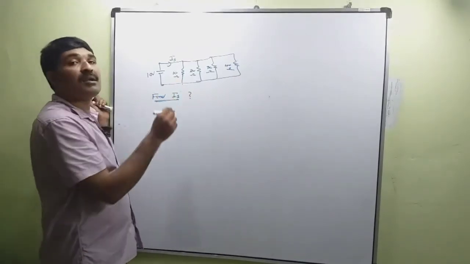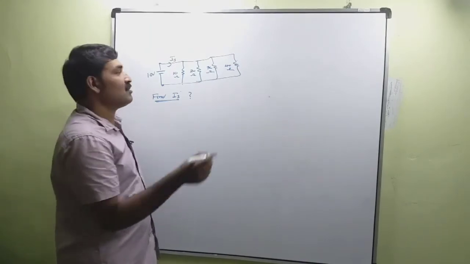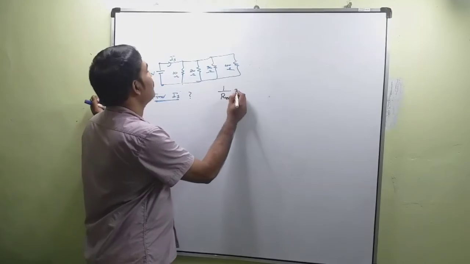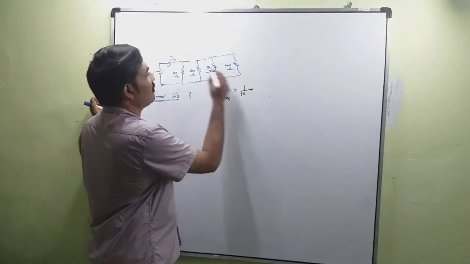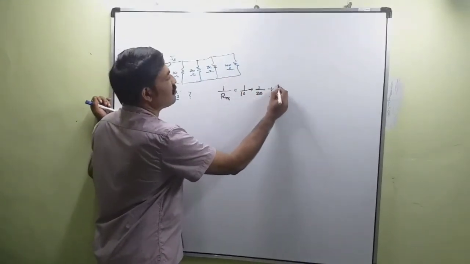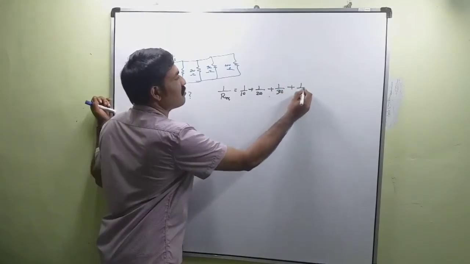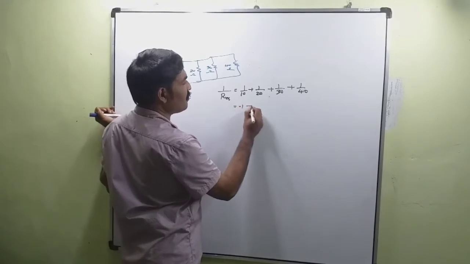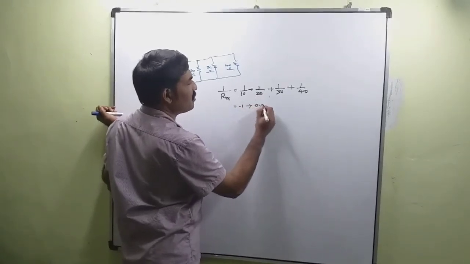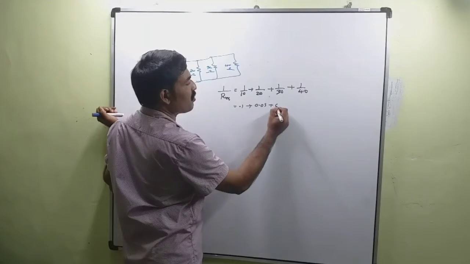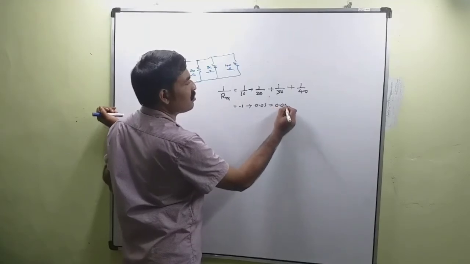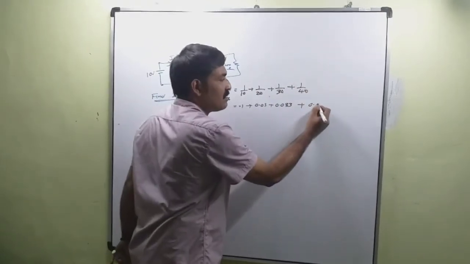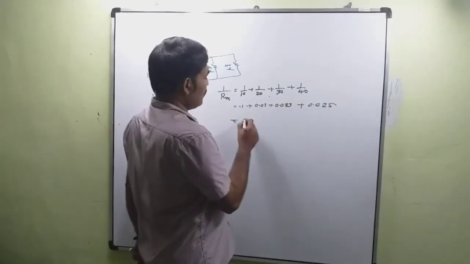Now, these all resistances are in parallel. So, we can write 1 by R equivalent equal to 1 by 10 plus 1 by 20 plus 1 by 30 plus 1 by 40. This is equal to 0.1 plus 1 by 20, that is 0.05, plus 1 by 30, that is 0.0333, plus 1 by 40, that is 0.025.